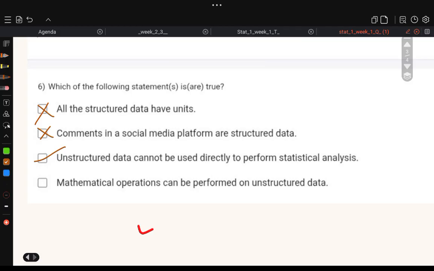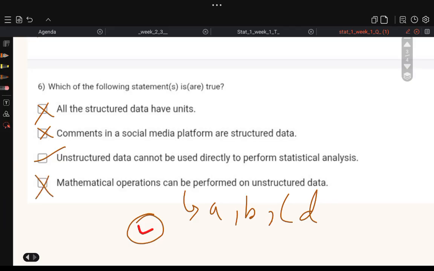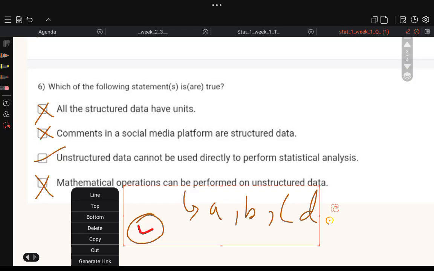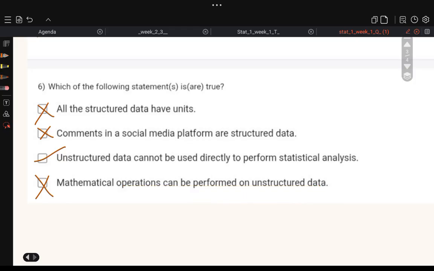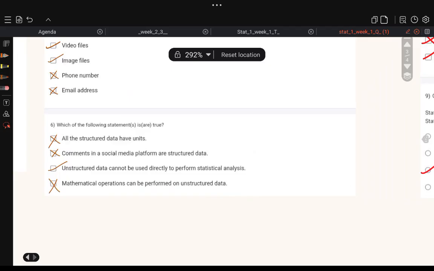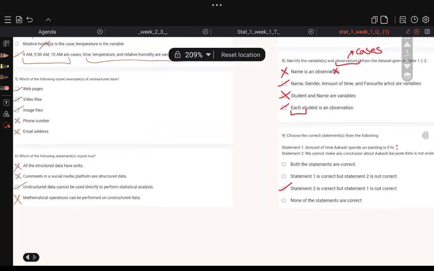But consider the case when there are not only numerical values, there are categorical ones also, like a, b, c, d randomly. In that case we cannot perform mathematical operations, so it will be wrong. It was a tricky one. Basically, if the data is numerical, then we can perform mathematical analysis, but it is talking about the general case. So in general, if the data is unstructured or doesn't have a numerical part, only a categorical one, then we cannot do mathematical operations on it.